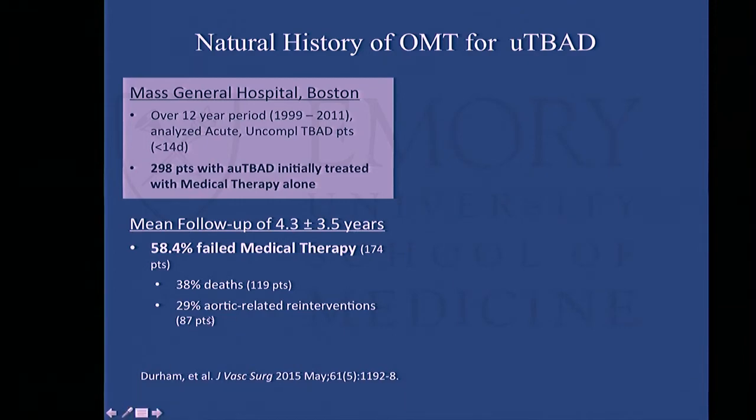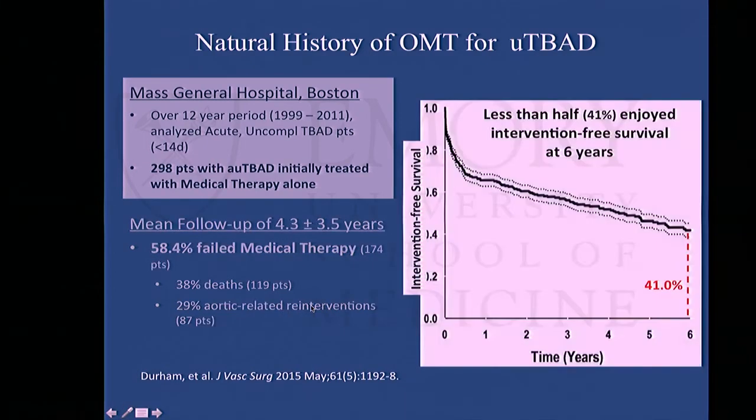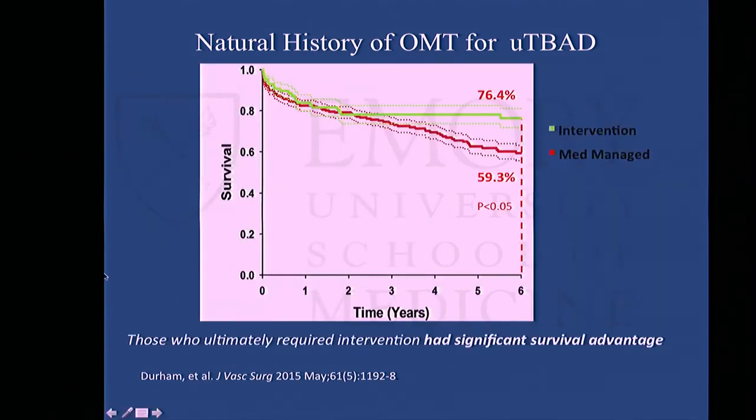29% of the patients required an intervention. Okay, and here's the telling stat. If you look at these type Bs, only 41% had an intervention-free survival at 6 years. So only 41% were either alive or did not have an intervention at 6 years. That's bad. Now, those who intervened, their survival curve improved.